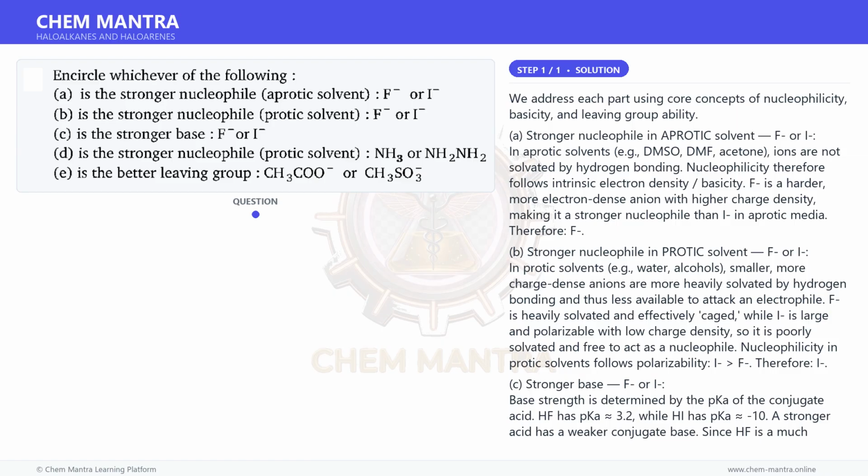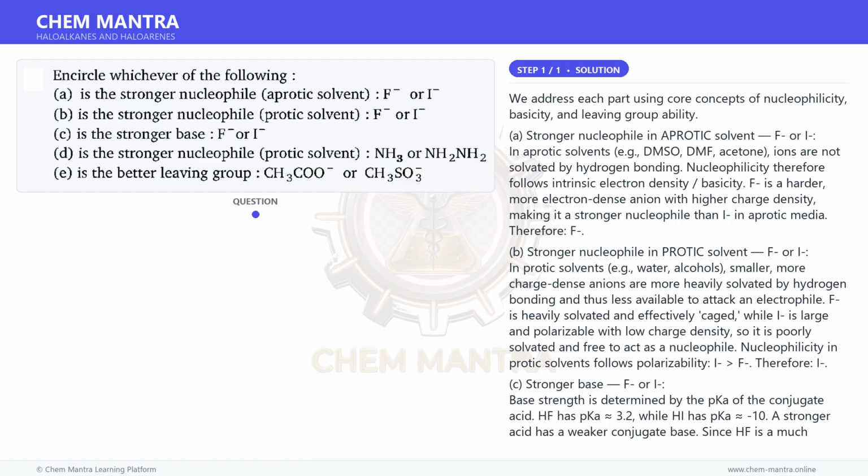B. Stronger nucleophile in protic solvent, F⁻ or I⁻. In protic solvents, for example water, alcohols, smaller, more charge-dense anions are more heavily solvated by hydrogen bonding and thus less available to attack an electrophile. F⁻ is heavily solvated and effectively caged, while I⁻ is large and polarizable with low charge density, so it is poorly solvated and free to act as a nucleophile. Nucleophilicity in protic solvents follows polarizability, I⁻ > F⁻. Therefore, I⁻.